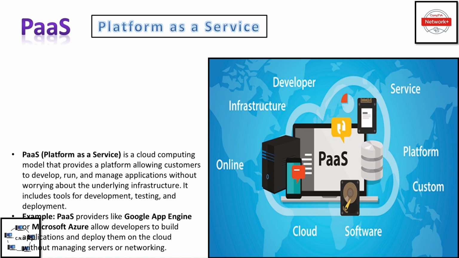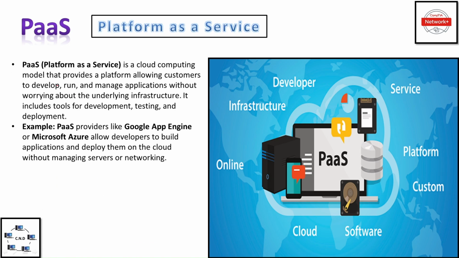PaaS, that is platform as a service. So PaaS, platform as a service, is a cloud computing model that provides a platform allowing customers to develop, run, and manage applications without worrying about the underlying infrastructure. It includes tools for development, testing, and deployment. For example, PaaS providers like Google App Engine or Microsoft Azure allow developers to build applications and deploy them on the cloud without managing servers or underlying networking.